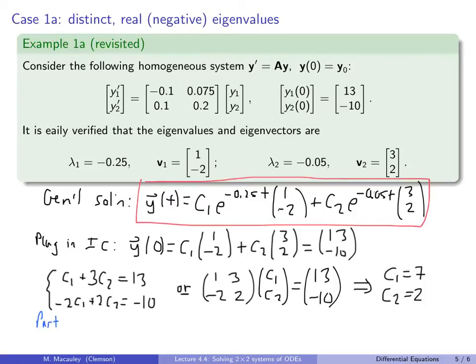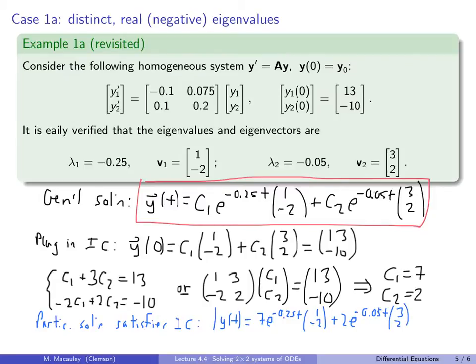Let's write that. Our particular solution that satisfies the initial condition is y of t equals 7 times e to the negative 0.25t times (1, negative 2) plus 2 times e to the negative 0.05t times (3, 2). So this is our particular solution.